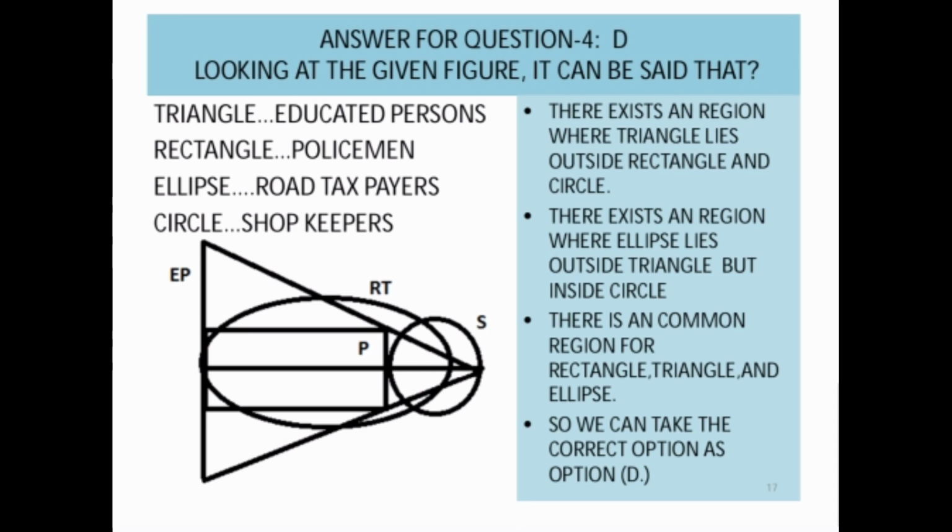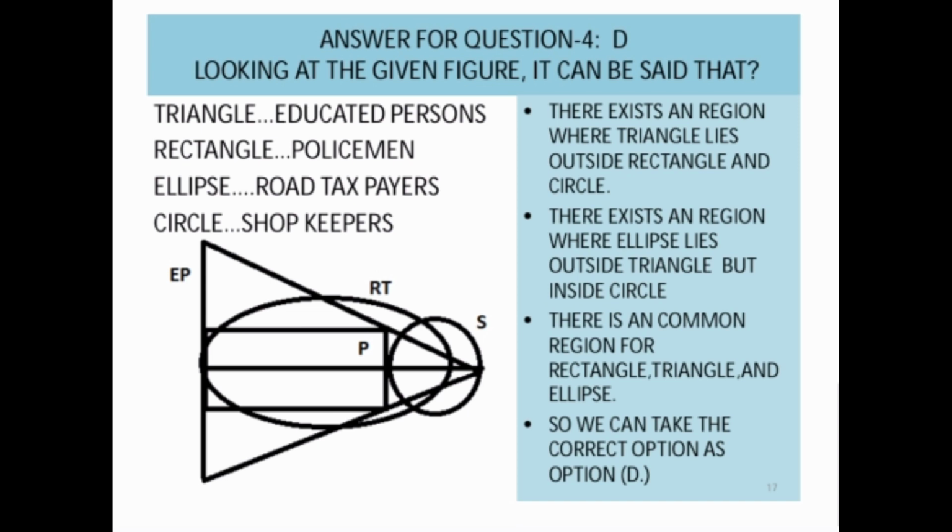So the answer is, there exists a region where triangle lies outside rectangle and circle. There exists a region where ellipse lies outside triangle but inside circle. There is a common region for rectangle, triangle and ellipse. So if you observe the question, the given options are: some persons who are neither shopkeepers nor policemen are educated. As you know the answer, the first option is correct.